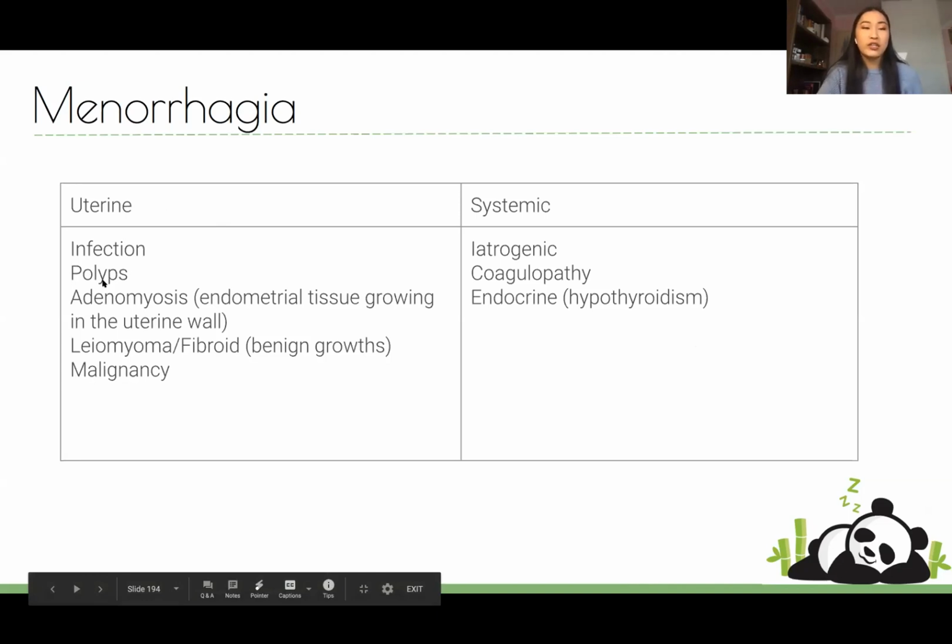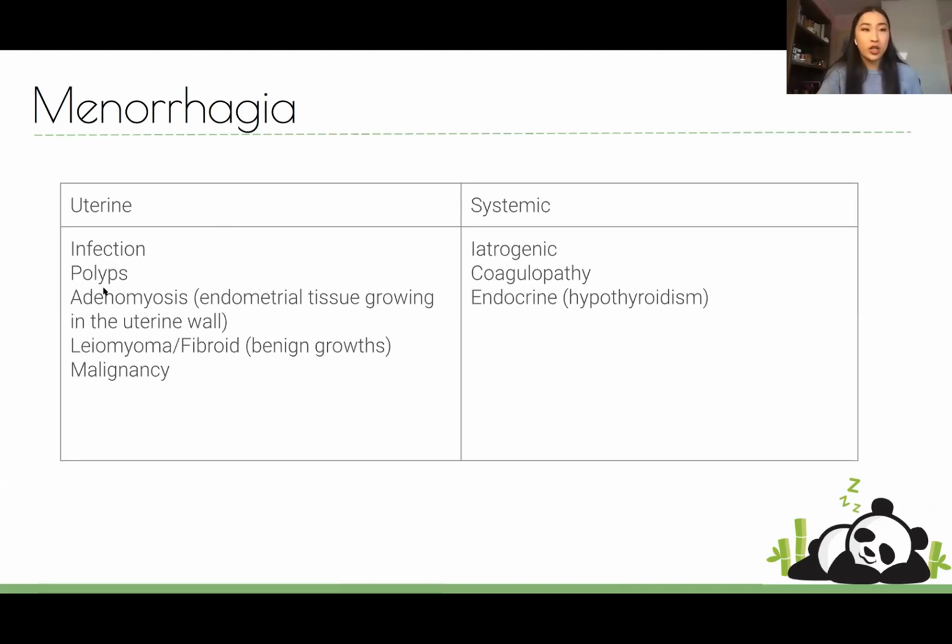So locally, you can get infection, you can have polyps growing in the uterus. Adenomyosis is endometrial tissue growing in the uterine wall. It's kind of like endometriosis, but inside the wall. And then you want to think about growths, benign or malignant. Systemic stuff is really just like bleeding disorders. So someone might have a heavy period if they have a coagulopathy, and endocrine stuff. So remember that hypothyroidism is a cause of menorrhagia.